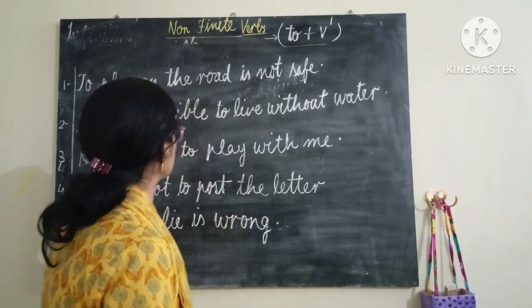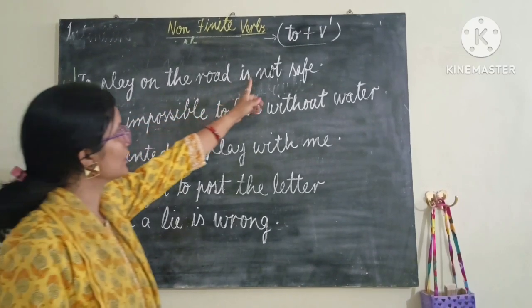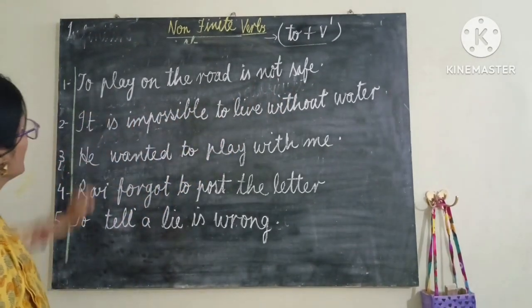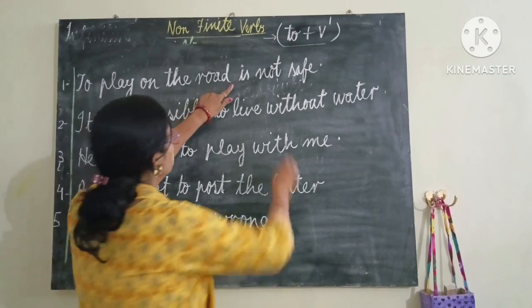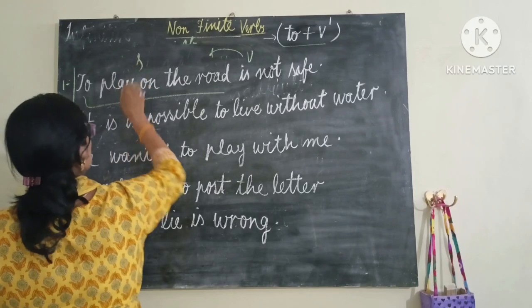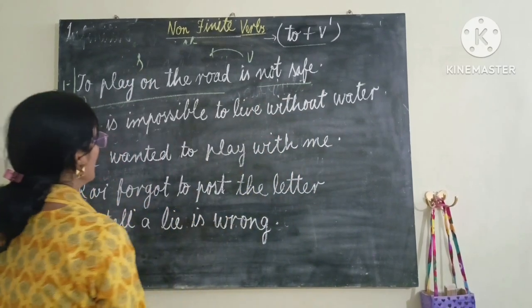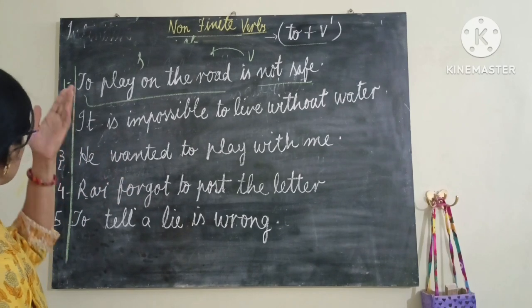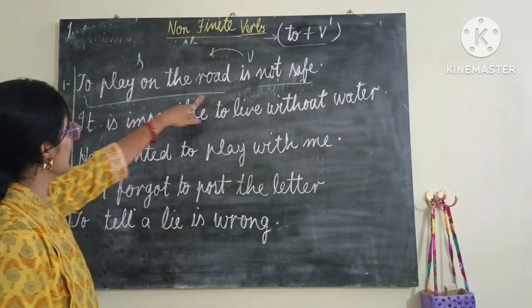Now let's see these sentences. Number one: To play on the road is not safe. What is here? To play. What is the subject here? This is the verb. Before the verb, this whole is the subject. And after the verb, "not safe" is the complement here. We are going to talk here about infinitives, non-finite verbs.